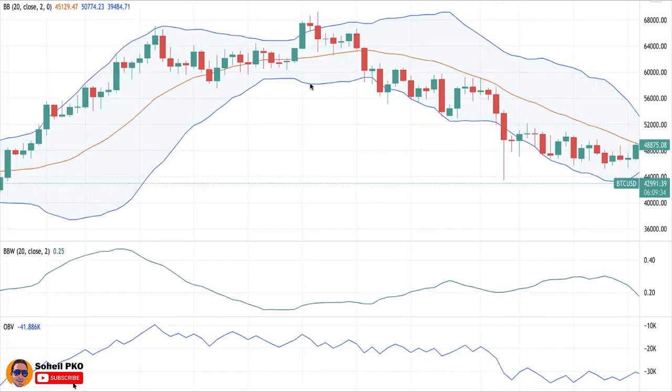For example, on this chart you can see that we have a Bollinger Band squeeze and a low level of Bollinger Band width, which shows that we have a very low level of volatility and we're going to have an expansion in the volatility. Here the price breaks above the upper band, but this is a head fake, a false breakout, and you can see that the price suddenly stopped and turned back the other way.